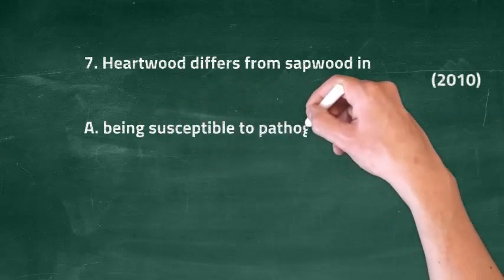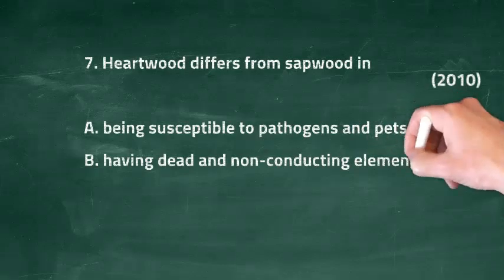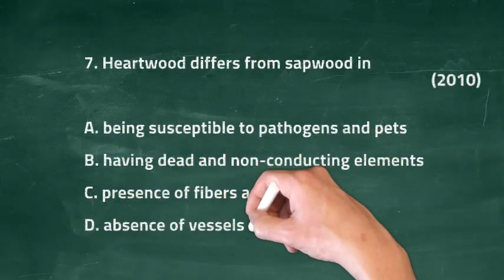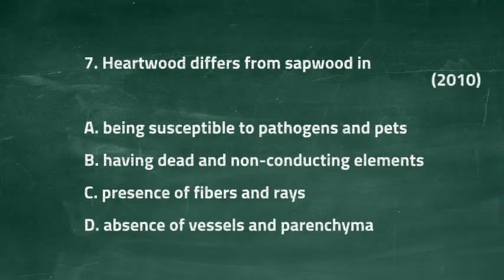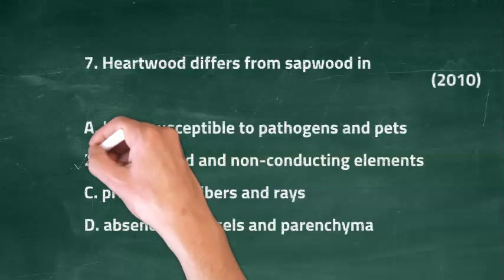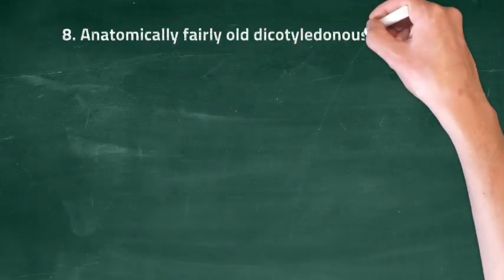Question 7. Hardwood differs from sapwood in: option A is being susceptible to pathogens and pests. Option B is having dead and non-conducting elements. Option C is presence of fibers and rays. And option D is absence of vessels and parenchyma. The right answer is option B, having dead and non-conducting elements.